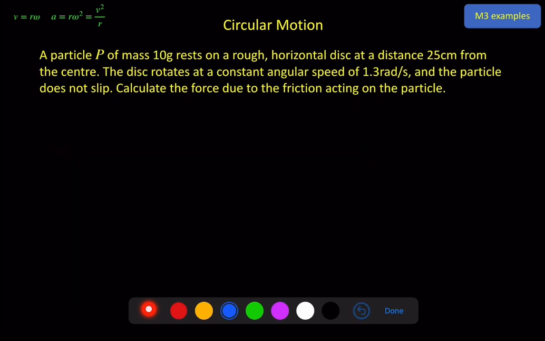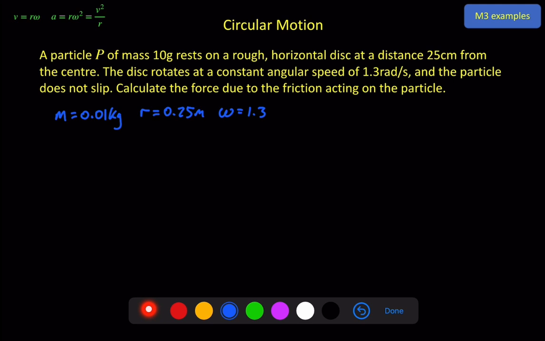The next two examples are fairly similar to one another. If you want to skip ahead, feel free. Particle here of mass 10 grams. Again, let's change that into kilograms. Rests on a rough horizontal disk at a distance of 25 centimeters. Now, it doesn't really matter how big the disk is. What's important is where the particle is on the disk. Angular speed 1.3. The particle does not slip. Calculate the force due to the friction acting on the particle.